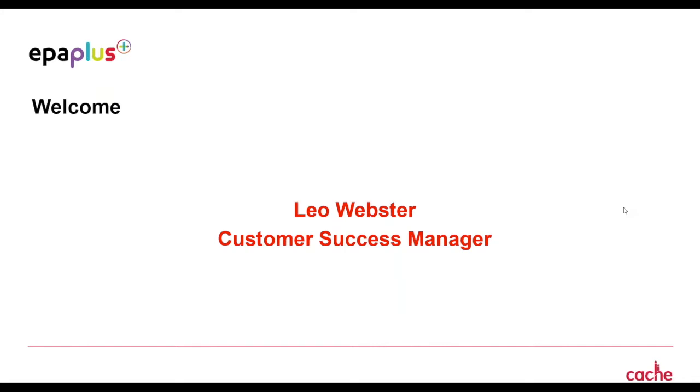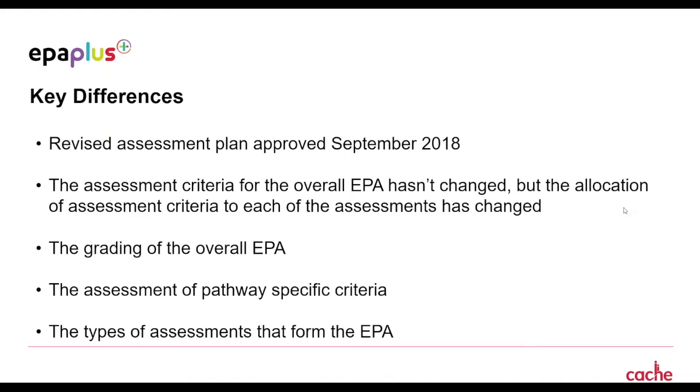Now, this assessment plan went live in September 2018, but the format of the assessment has changed, while the assessment components themselves and the assessment criteria overall haven't changed. So the component standard didn't change. The things that still need to be taught during the on-program learning remain the same. But what's happened is the allocation of the assessment criteria to each of the individual assessments has changed, and I'll talk through what that looks like shortly.